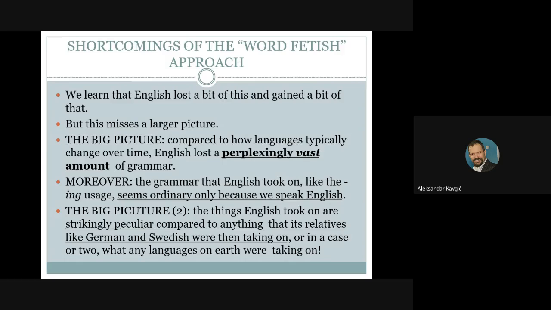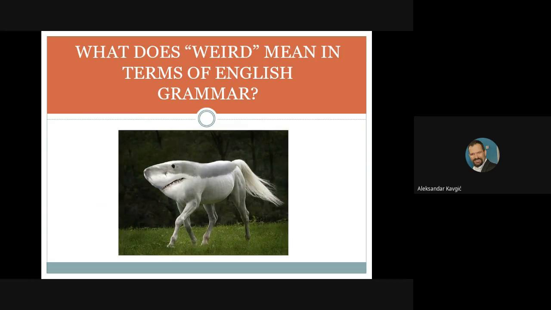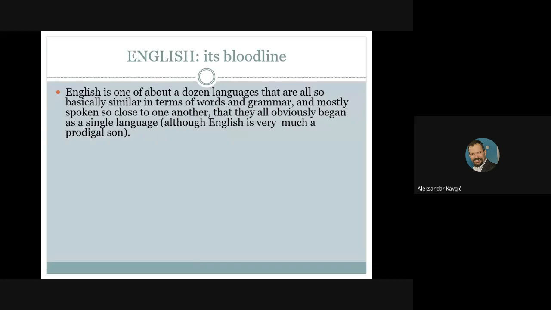So what does it mean when I say weird grammar? Really, what is weird in grammar? For example, if you're talking about animals, this would be weird, a combination of a shark and a horse. Shorse, let's say. So let me explain. And in order to explain, we have to look at the English language and its bloodline. You know that it's actually a Germanic language, a West Germanic language.